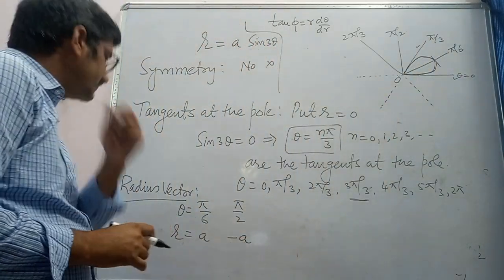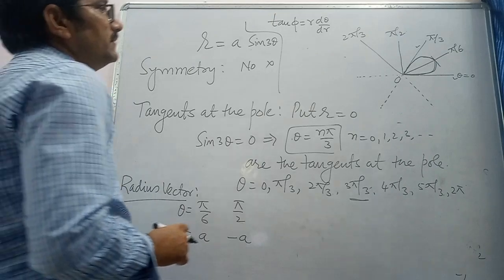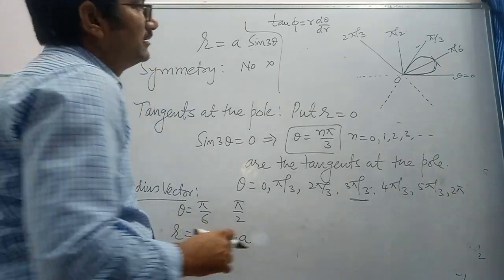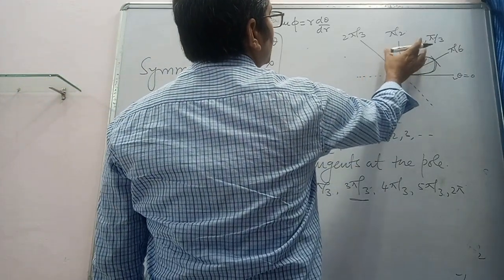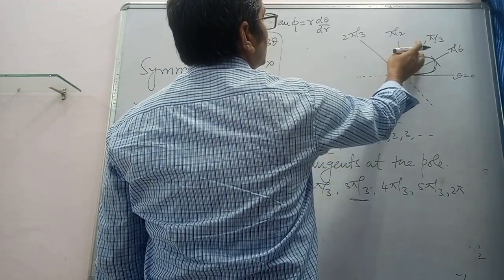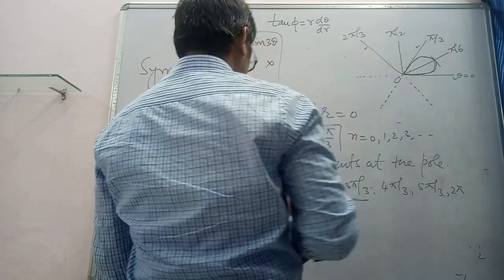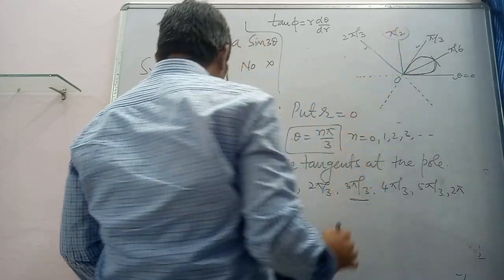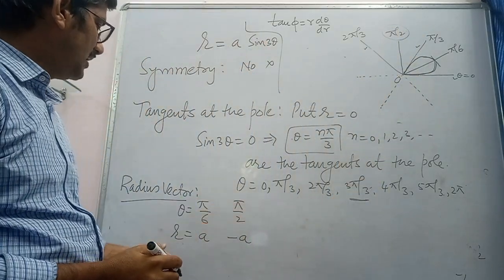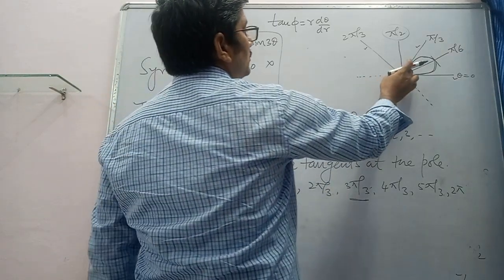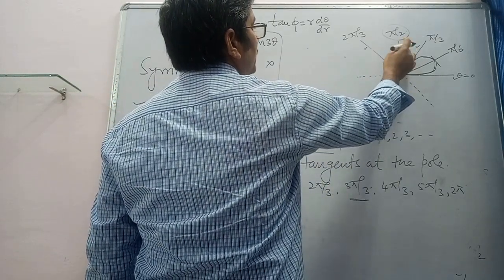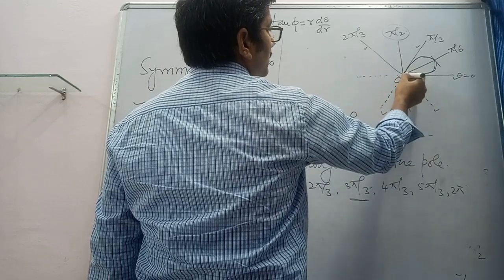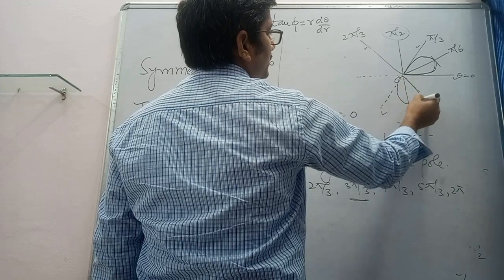So let us find the next value of theta for non-zero r. So similarly we can find the mean value of this one, this and this, these 2 values. So mean of these 2 will be pi by 2. So at theta equal to pi by 2, r will be minus a. So you cannot locate the point here, but it will be opposite to this one. So these 2 are the tangents. So the next loop will be between this and this.